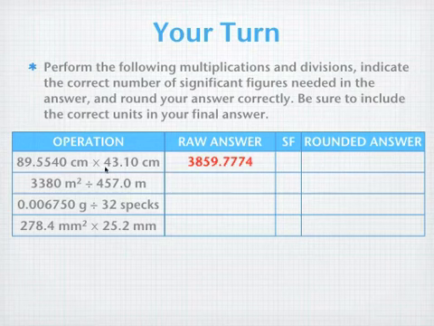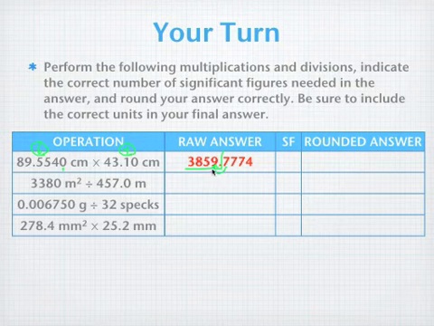89.5540 times 43.10 centimeters times centimeters is going to be centimeters squared. We'll worry about that in our units. In our first number, we have 6 significant digits. 1, 2, 3, 4, 5. That 0 is significant. In our second number, we have 4 significant digits. Again, that 0 is significant. So we're going to round this to 4 significant figures.